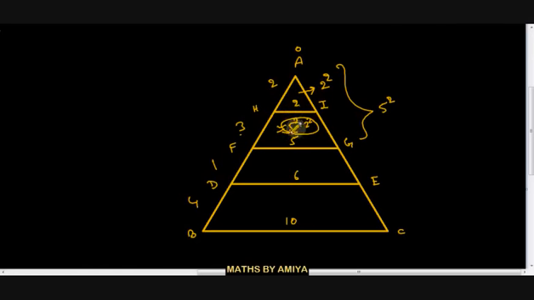So for any figure inside the parallel lines, the area ratio is nothing but the base square minus base square. This quadrilateral is between 6 and 5, so the area should be 6 square minus 5 square, and what I am writing is not the value but the ratio.